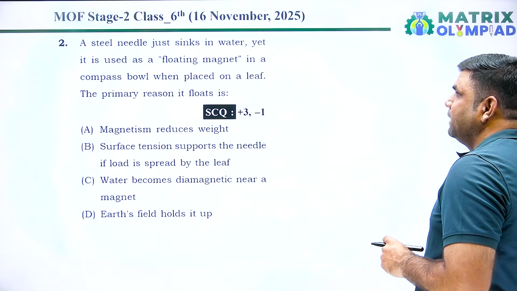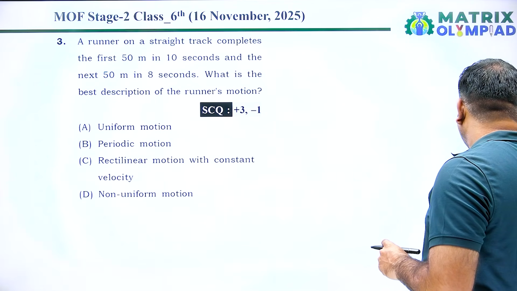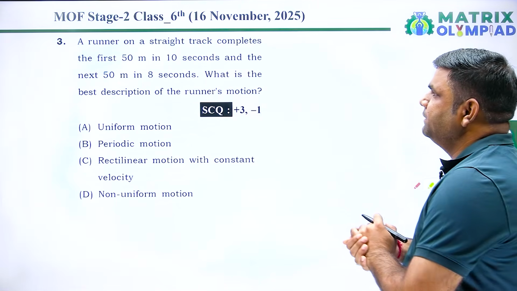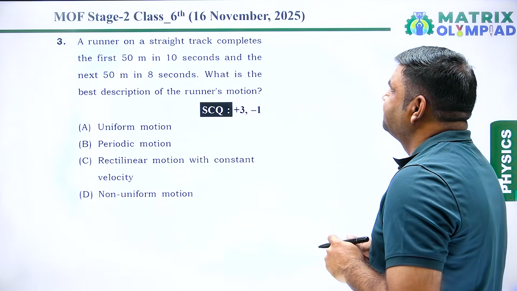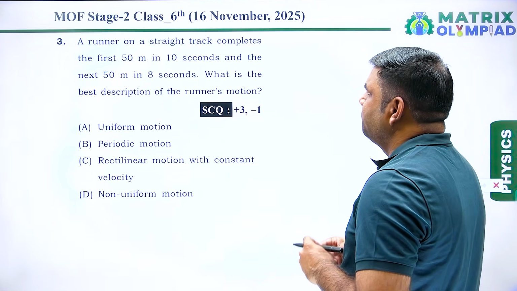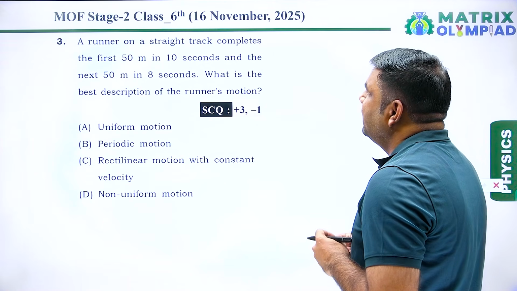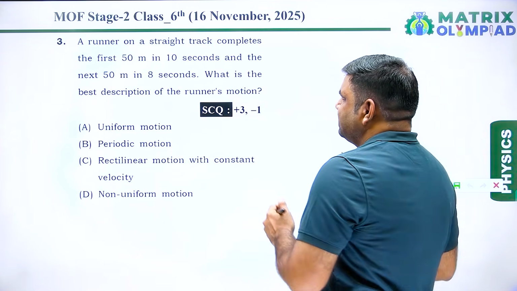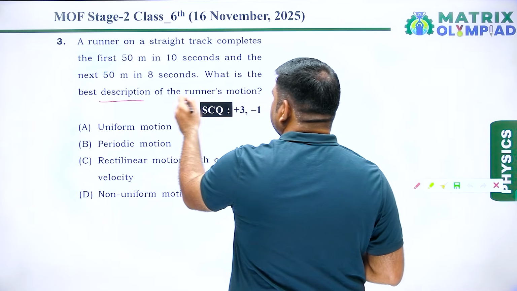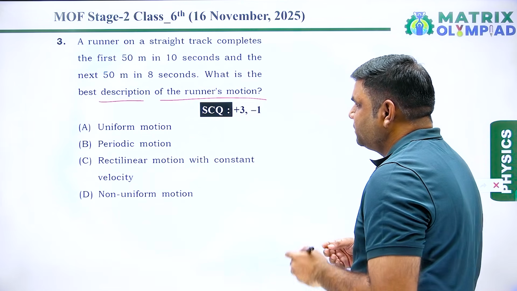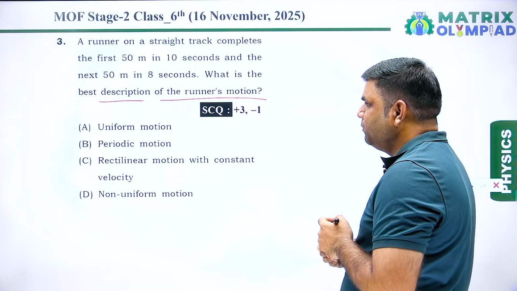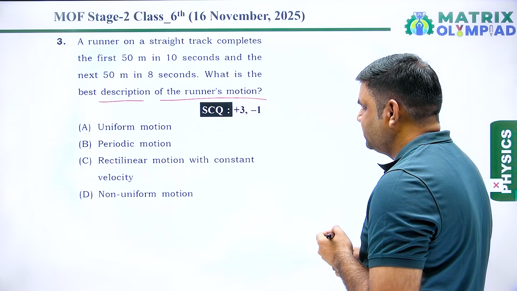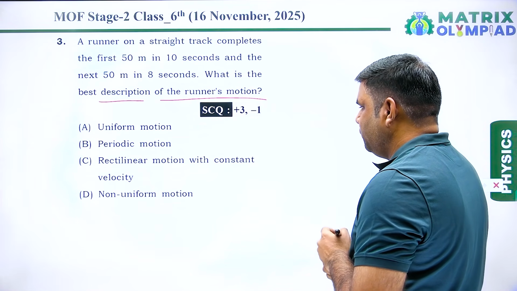Next, move to the next question, that is question number 3. In question number 3, a runner on a straight track completes the first 50 meters in 10 seconds and the next 50 meters in 8 seconds. What is the best description of the runner's motion? The options are uniform motion, periodic motion, rectilinear motion with constant velocity, and non-uniform motion.